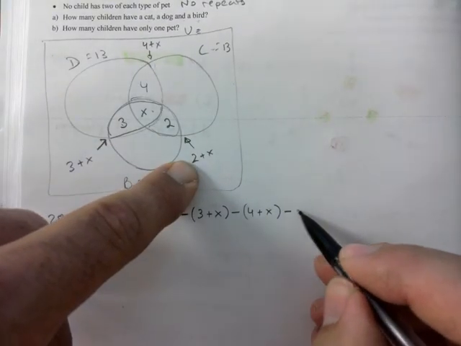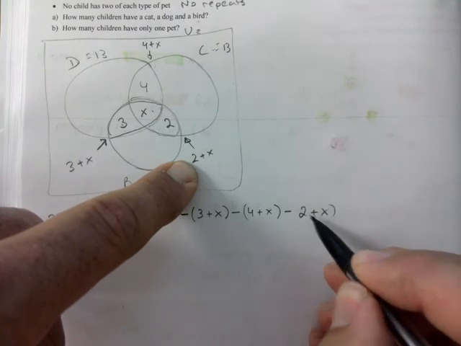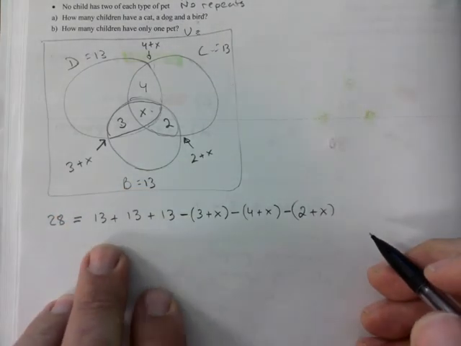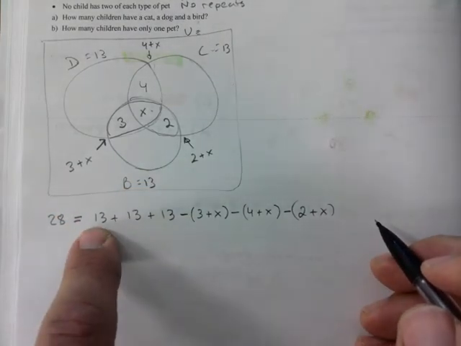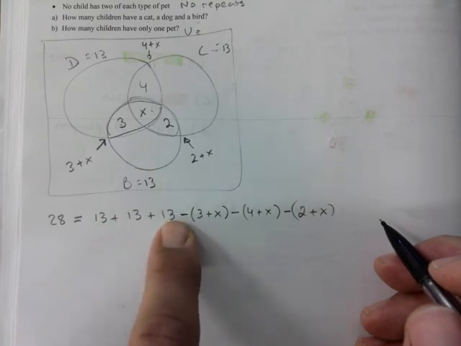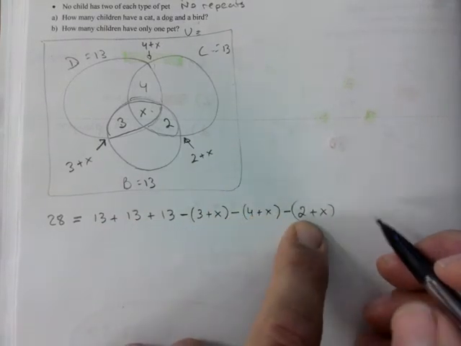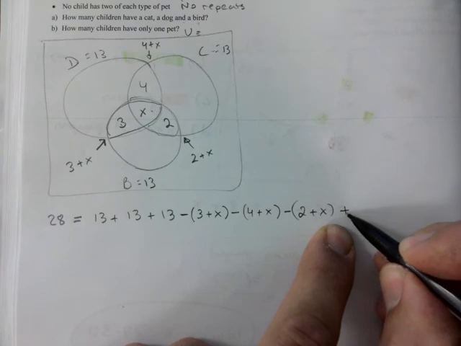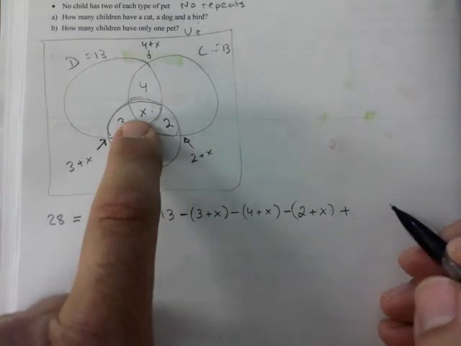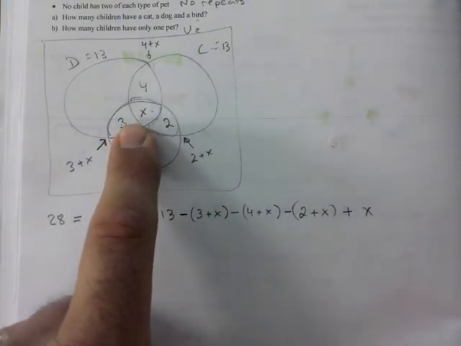Then I will subtract this intersection right there. And what do I still need to do? So this is the D, C, B intersections. I have to add what? Add the middle. You're following me.